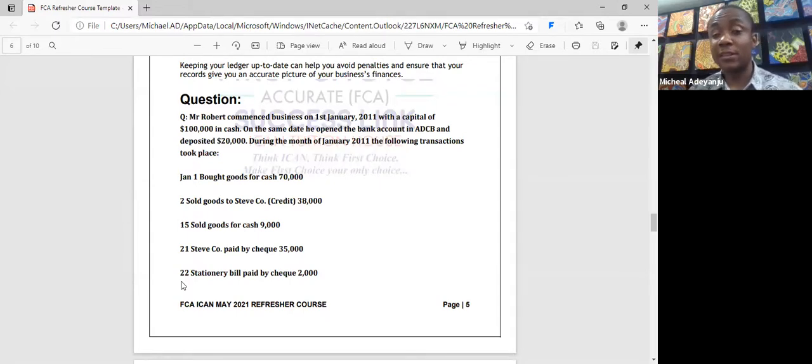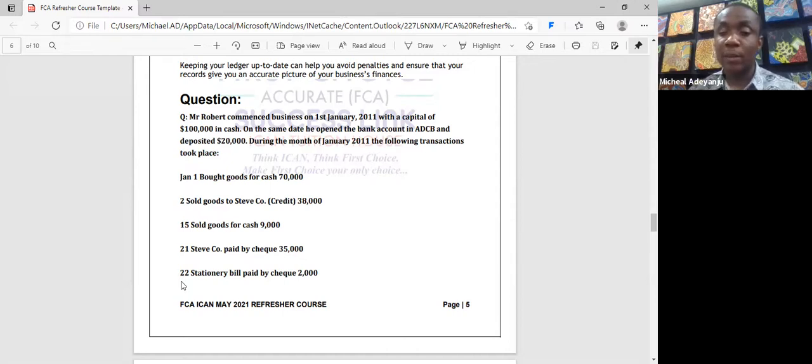So we can see we have the date, January 1. We have the description, bought goods for cash. And it is left to you to determine which two accounts were affected, and we have the amounts. Those 4 things are key things. Sold goods to Steve Cole on credit, 38,000 naira on January 2. On January 15, sold goods for cash, 9,000 naira. Steve Cole paid. Remember that Steve Cole that is owing us 38,000, paid 35,000.